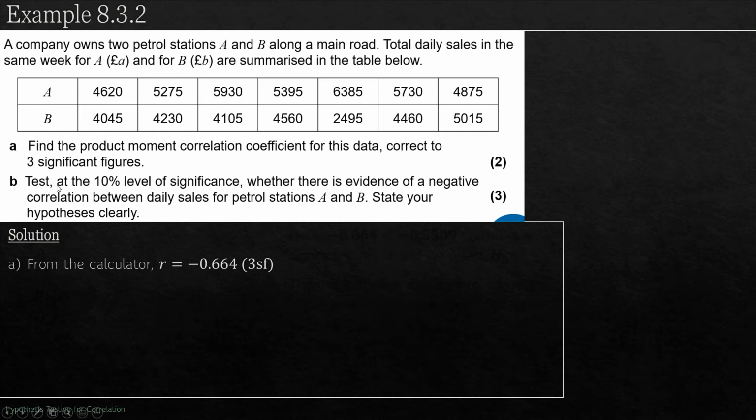In part B, we're now going to carry out a hypothesis test. Test at the 10% level of significance whether there is evidence of a negative correlation between the sales for stations A and B. State your hypotheses clearly.